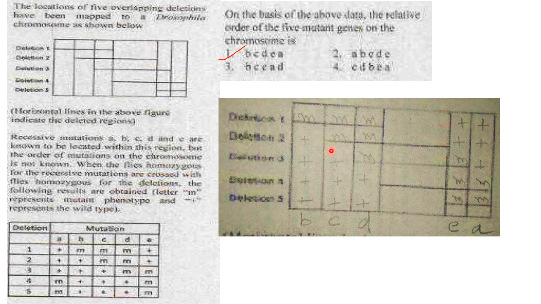Then if you see this column, it has got 2 deletions. So we put M over there and a positive sign for the regions where there is no deletion. Now if you see for the sequence in the table, you will see that it corresponds to C. So the second will be C. Similarly D, E and A. So the order here is B, C, D, E, A. Answer is option 1.